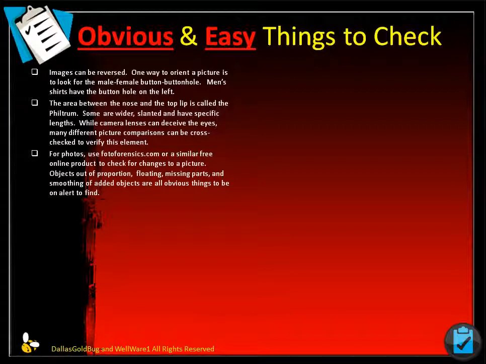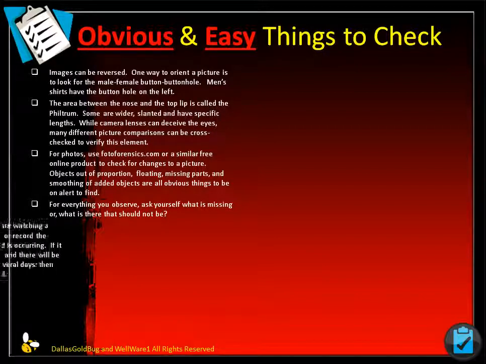For photos, use photoforensics.com or a similar free online product to check for changes to a picture. Objects out of proportion, floating, missing parts, and smoothing of added objects are all obvious things to be on alert to find. For everything you observe, ask yourself what is missing, or what is there that should not be.